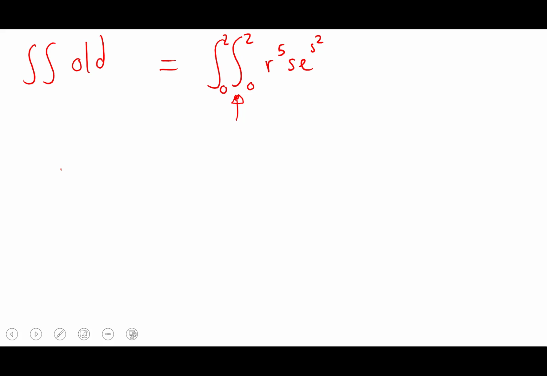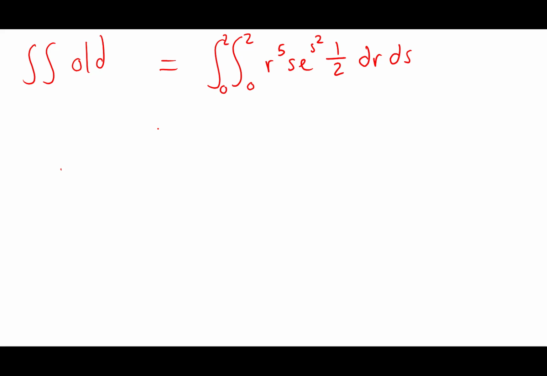1/2. So don't forget, multiply by that extra factor of 1/2 there. And now we have dr ds. And again, since we're integrating over a rectangle, the integration order doesn't matter, as long as you respect your bounds and everything. Okay, so let's go ahead and integrate this.